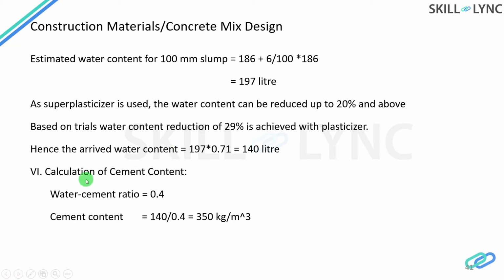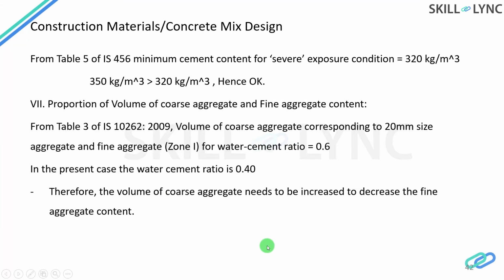So next is the calculation of cement content. The water cement ratio is 0.4. The water content is 140 liters. Now we can calculate 140 by 0.4. We get the cement content as 350 kg per meter cube. This value is greater than 320 kg per meter cube, which is from Table 5 of IS 456 for severe exposure condition. So we can follow 350 kg per meter cube, as it is greater than the table value.